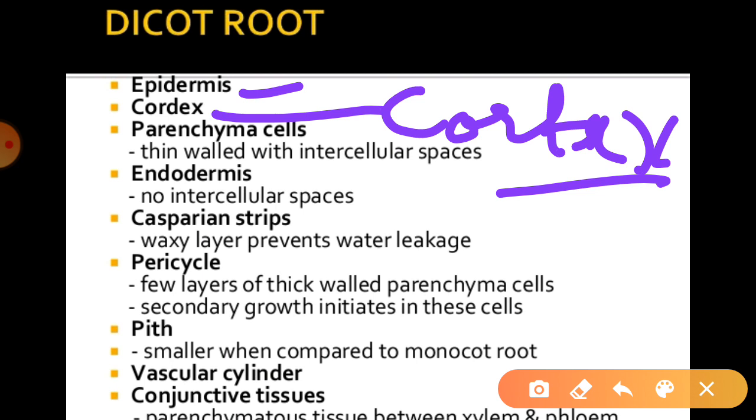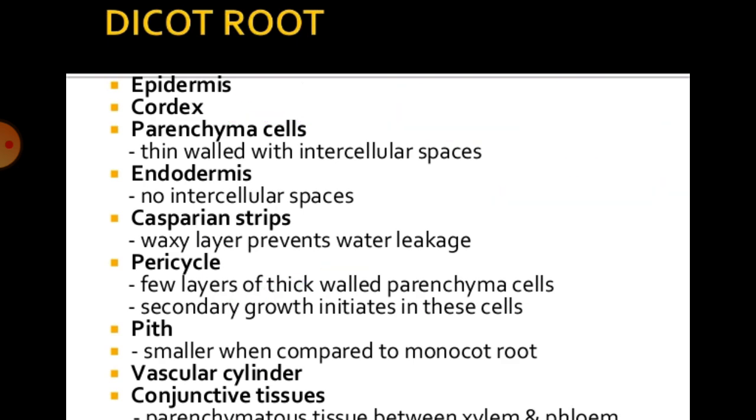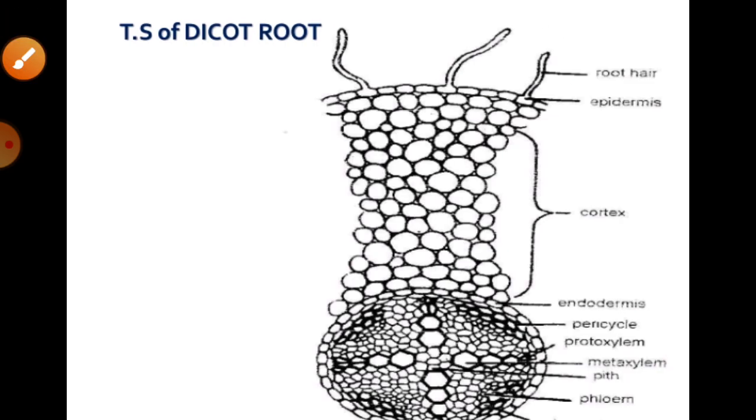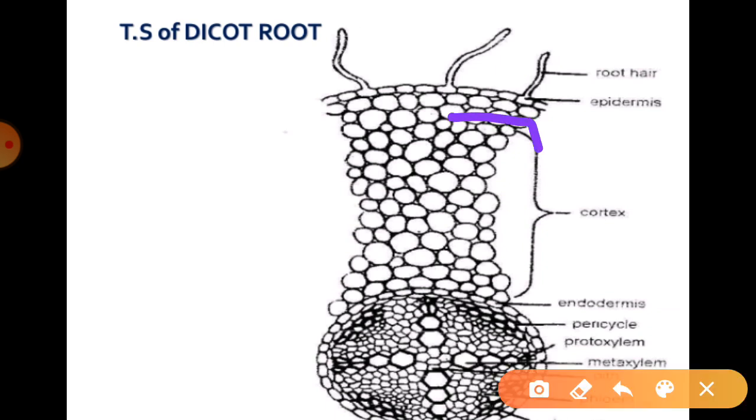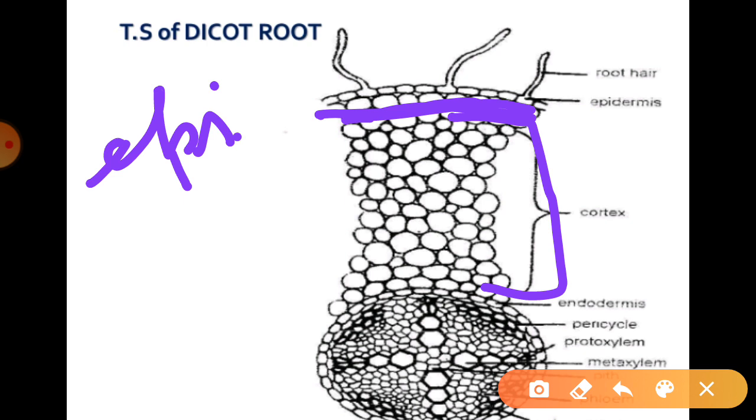Then after that there is the cortex region. The cortex is just beneath, or just below, the epidermis or epiblema. As you can see in the diagram, this cortex region is always just beneath the epidermis or epiblema, as I have told you in the previous topic.